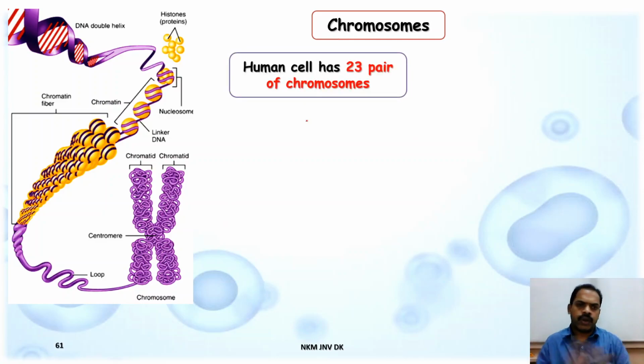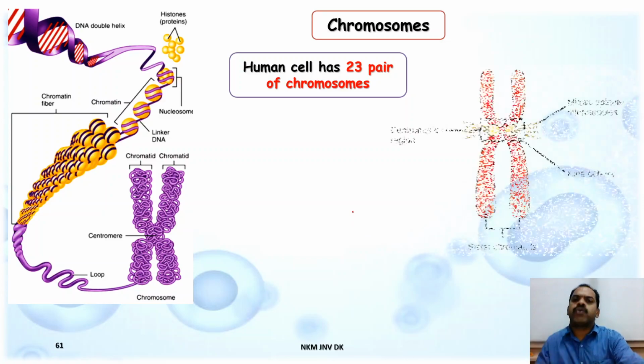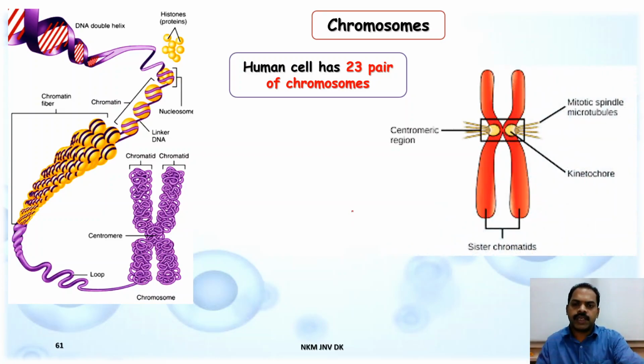Okay, in human beings, in every cell, we have 23 pairs of chromosomes, except in our gametes, which have 23 chromosomes, like sperm and egg. All the remaining body cells have 23 pairs of chromosomes. We are also going to study the role of chromosomes in the coming chapters. Okay, cell cycle and cell division, there we will discuss that.